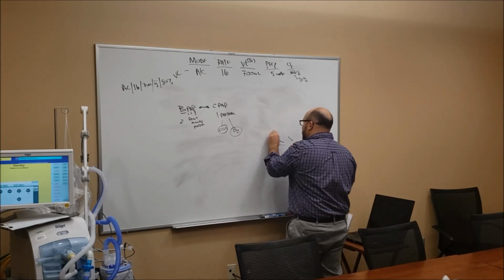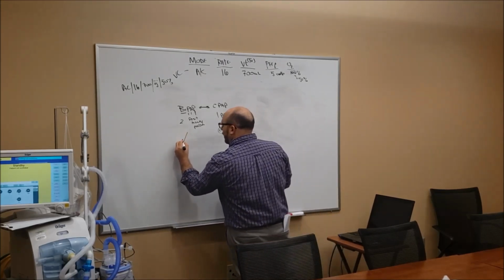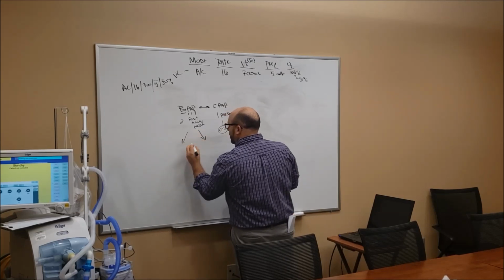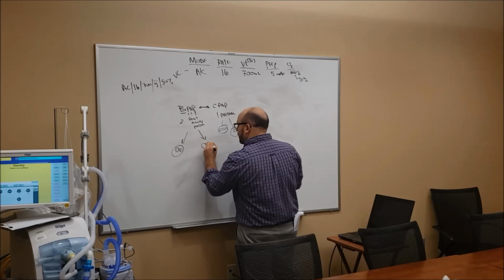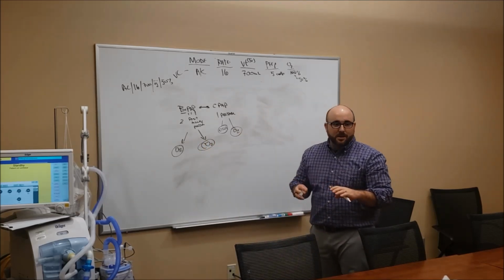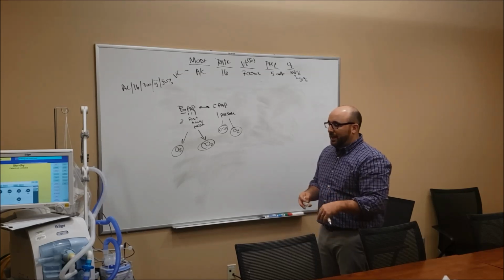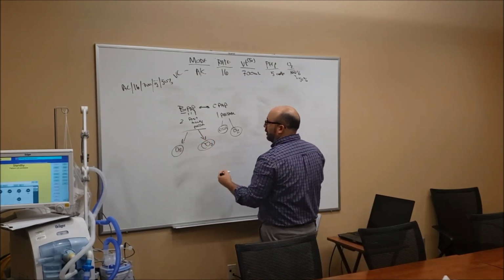BiPAP has two numbers, and I'll draw a picture in a second to help make sense. It does oxygenation, helps with that, and it also helps with getting rid of CO2, which is ventilation. So it helps with both aspects. Most of our patients that come in have some kind of ventilatory issue because of long-standing COPD.